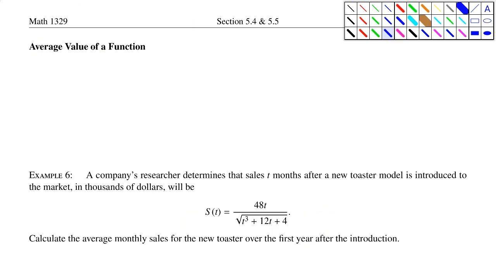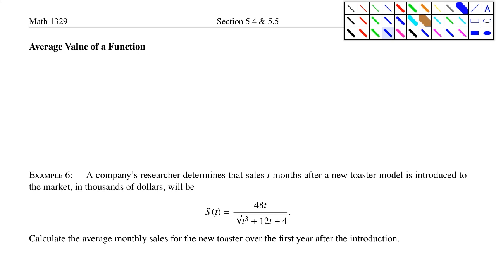Next, let's talk about the average value of a function. If you have a discrete set of data points, where you can just list them, 1 through 8, 1 through 12, 1 through 100, as long as there's a finite number of them, you just add them all up and divide by the number of terms that you have. That gives you the average.